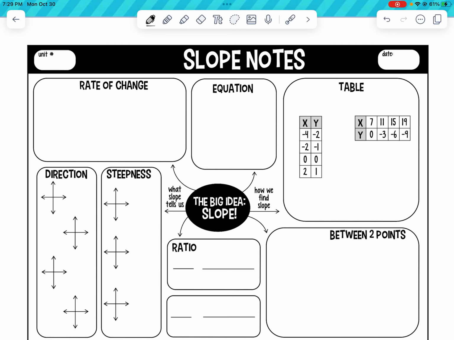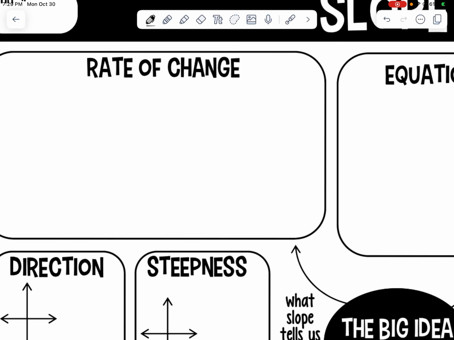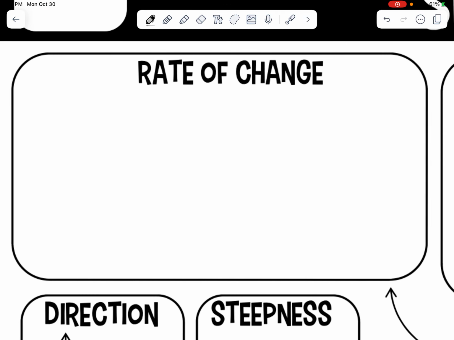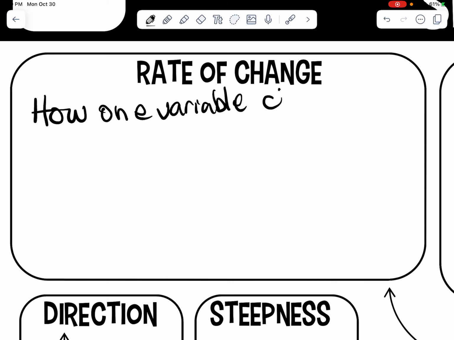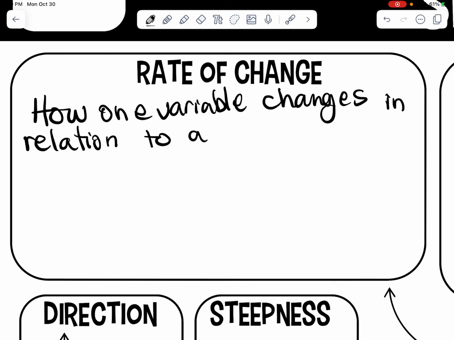Slope notes. I want to make sure that we're very clear on our information. Okay, so the rate of change: how one variable changes in relation to another variable.